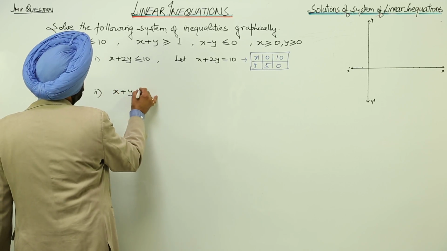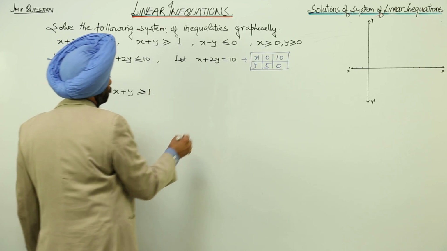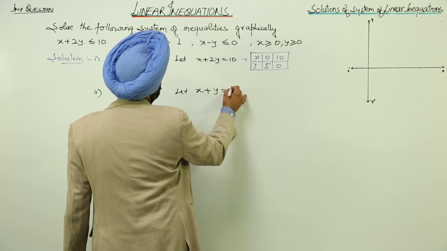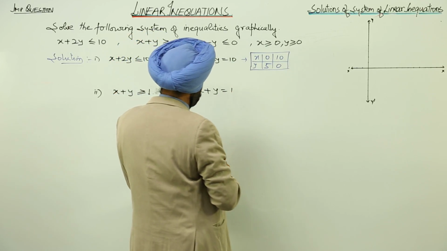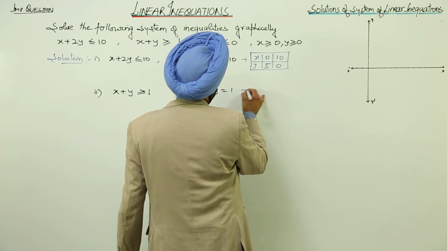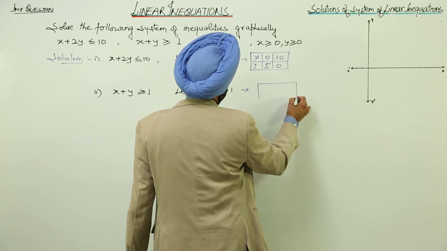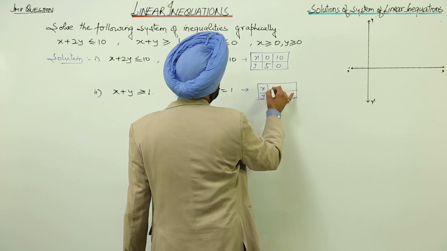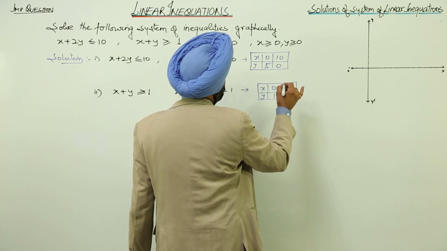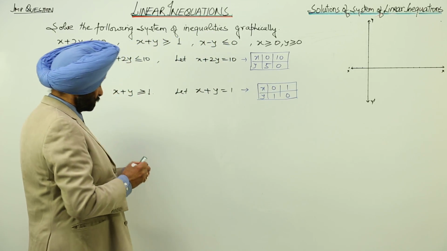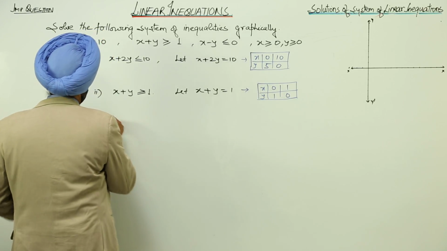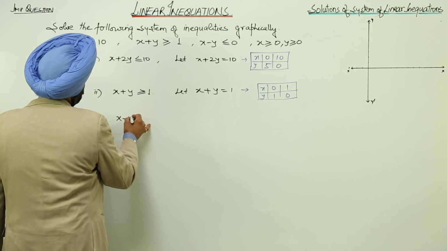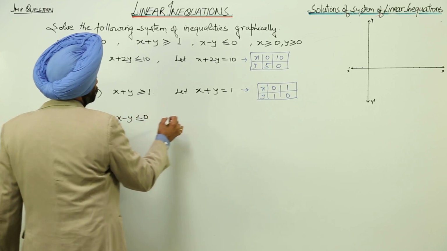x plus y is greater than or equal to 1. Now let x plus y is equal to 1. For this equation, when x is 0, y is 1, when y is 0, x is 1. Then for equation 3, x minus y is less than or equal to 0.